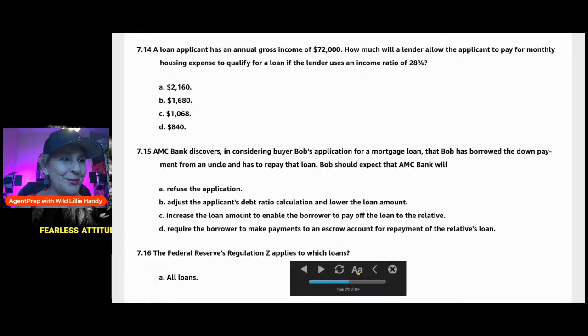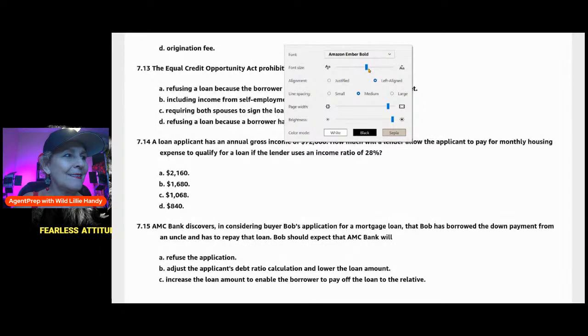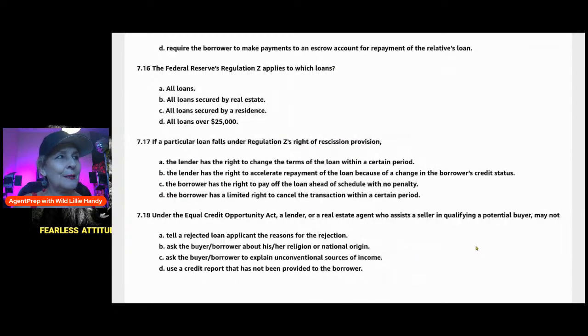All right, number 16. The Federal Reserve's Regulation Z applies to which loans? A, all loans. B, all loans secured by real estate. C, all loans secured by a residence. Or D, all loans over $25,000. So Regulation Z applies to what kind of loans?